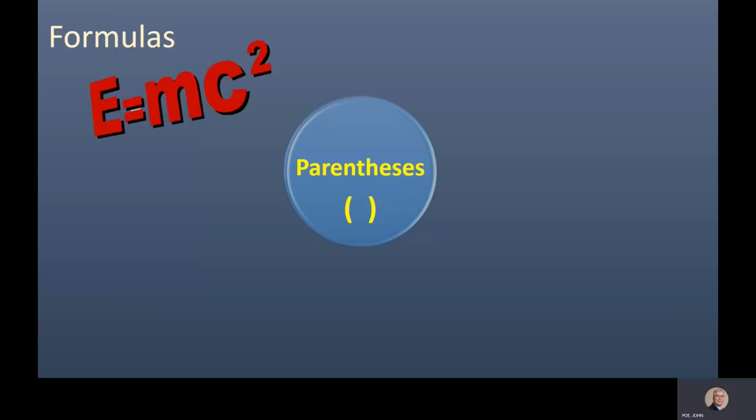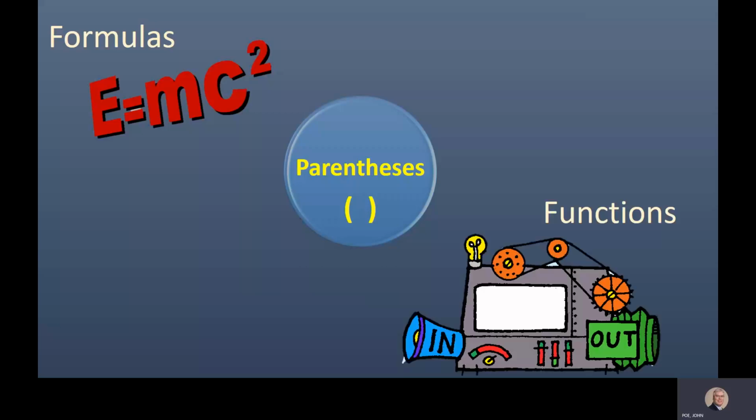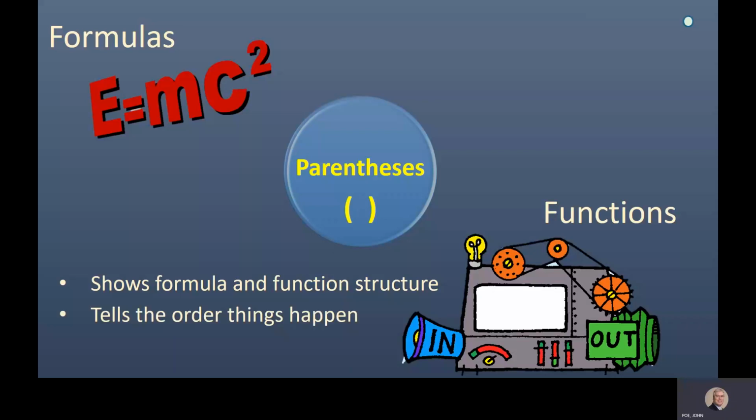Parentheses, we mentioned it before, E equals MC squared. If we want to do the simple math, we've also used it in functions. Inside functions, the formulas, it shows the formula and function structure, it also tells the order that things are happening. The innermost set of parentheses are done first.